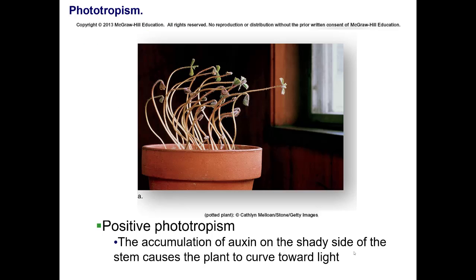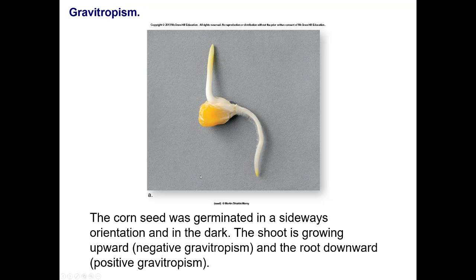Okay, so phototropism, we already mentioned, auxins are involved. The sun is coming in from this direction. The auxin is traveling to the other side of the stem, causing cell elongation, causing those plants to move towards the light. Gravitropism is another type of tropism. The roots of a plant will go downward according to gravity, and the shoot of the plant, when this particular corn seed is germinating, will grow upward.